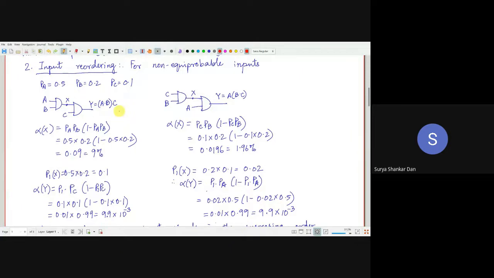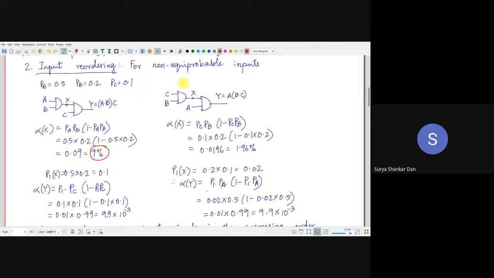What happens in terms of the switching activity? What is the value of alpha x here? PA into PB, into 1 minus PA into PB. PA is 0.5, PB is 0.2, given in the example. 1 minus this, you will achieve 9%.